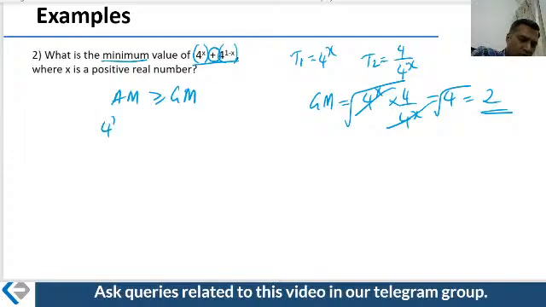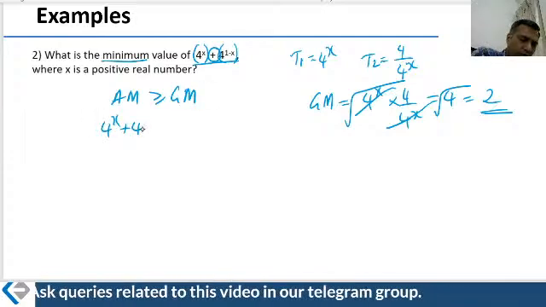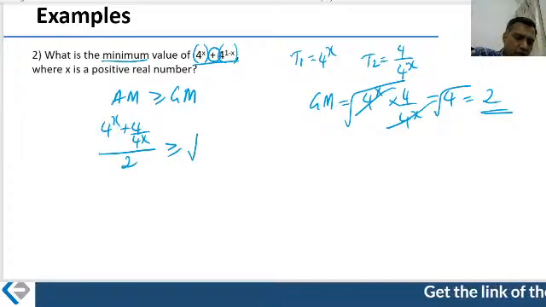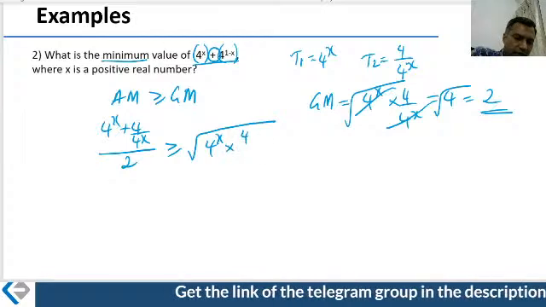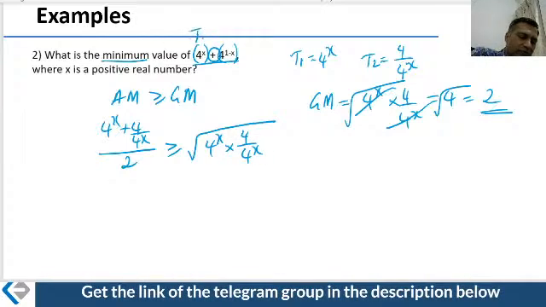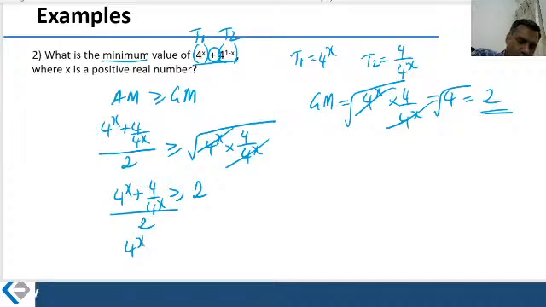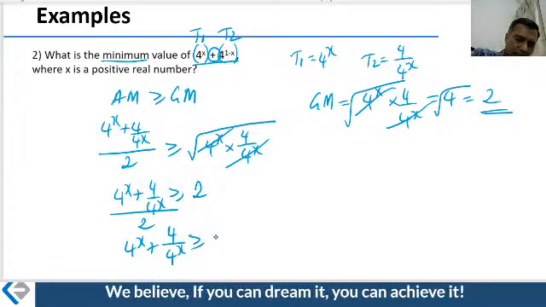What is AM, friends? 4 power x plus 4 divided by 4 power x, divided by 2. There are two terms here, which should be greater than or equal to the square root of 4 power x times 4 divided by 4 power x, because there are two terms. This is my first term and this is my second term. In the product, 4 power x cancels. So 4 power x plus 4 divided by 4 power x is greater than or equal to 2 into 2, which is 4, and that becomes my answer, because the value goes from 4 up to infinity.